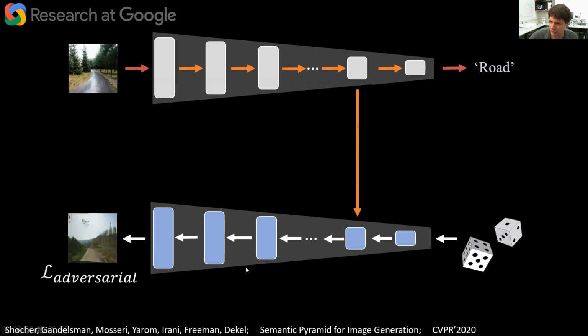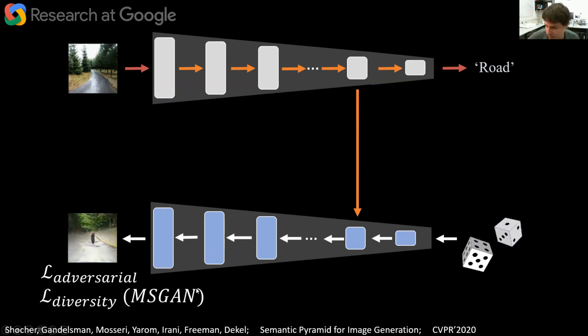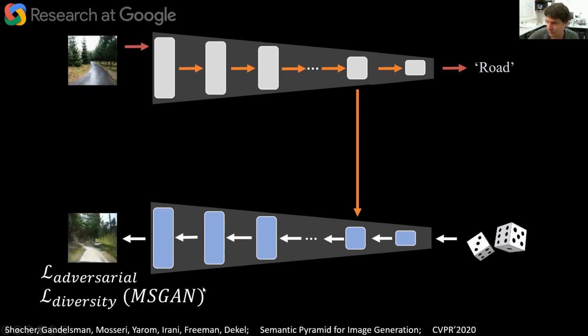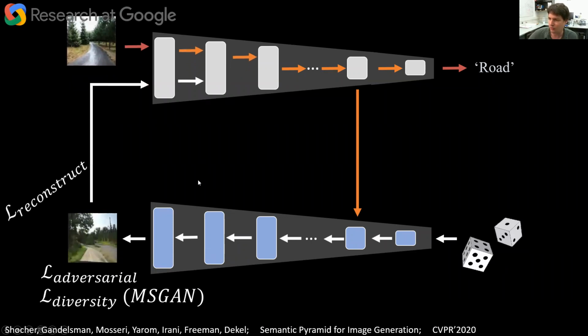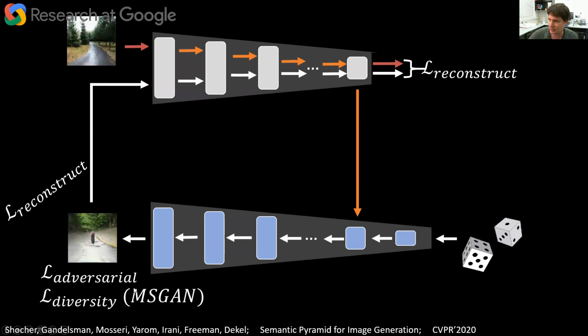So one is the adversarial loss. We use a discriminator to make sure that this image is realistic. The other one is called diversity loss. This is the MS GAN that I just talked about before. And the last one is called the feature reconstruction loss. So we want to make sure that this has the same semantic meaning as the original image.